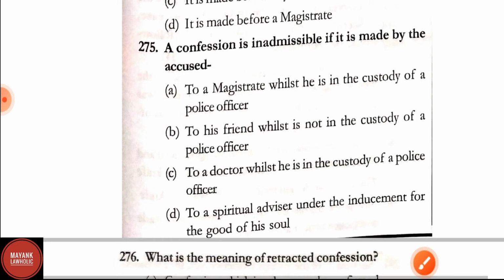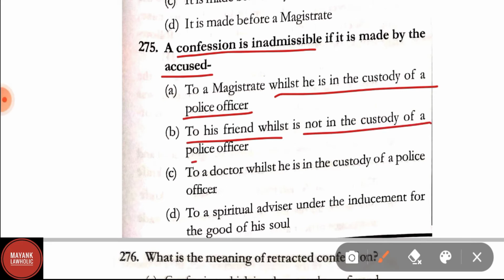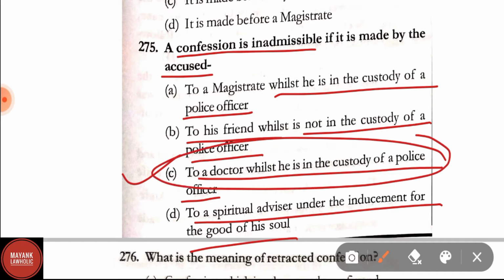Question number 275. A confession is inadmissible if it is made by the accused: Option A. To a magistrate while he is in the custody of a police officer. B. To his friend while he is not in the custody of a police officer. C. To a doctor while he is in the custody of a police officer. D. To a spiritual advisor under the inducement for the good of his soul. Here the correct answer is option C, that is, to a doctor while he is in the custody of a police officer.